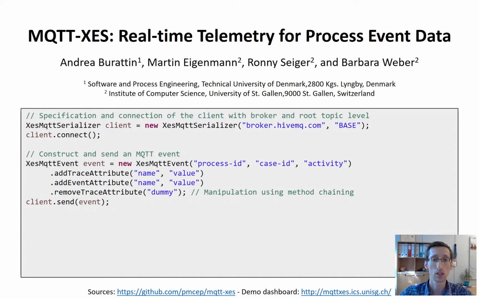Then, once the client is connected, we can construct our events. For example, in this case, I'm constructing a new event by hand by specifying the process ID, the case ID, and the activity name. And then we can add a bunch of attributes that are part either of the event or of the trace. And we can manipulate all the events using the methods provided. Once our event is prepared, we can just send it. And in real time, it will be sent to the broker and notified to all the connected clients.